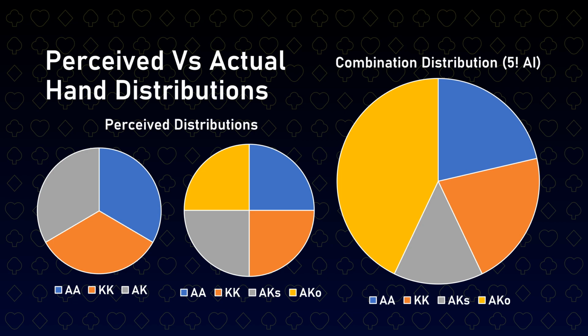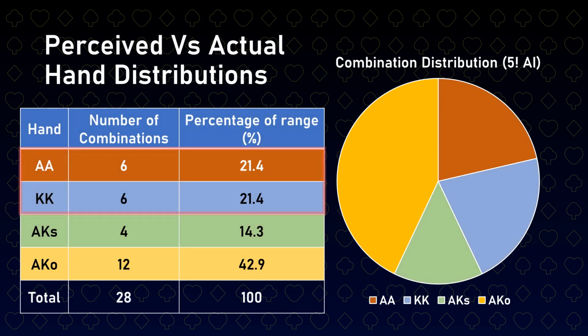Instead, the actual distributions of hands in Phil's range looks like this. As you can see, the weight of ace-king offsuit skews the range to a higher frequency of them, as opposed to aces and kings. We can see from this table that aces and kings account for 6 combinations each. 6 combinations out of a total of 28 accounts for 21.4%. So Phil will have aces 21.4% of the time.